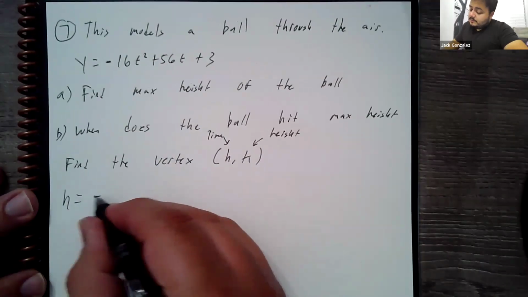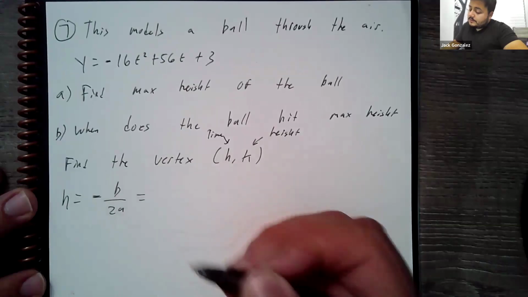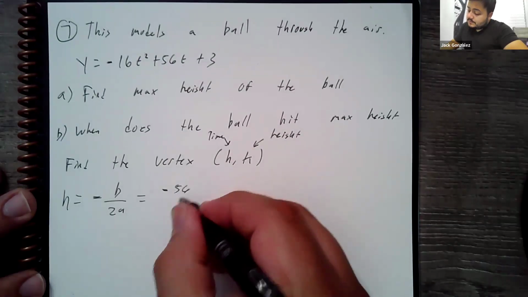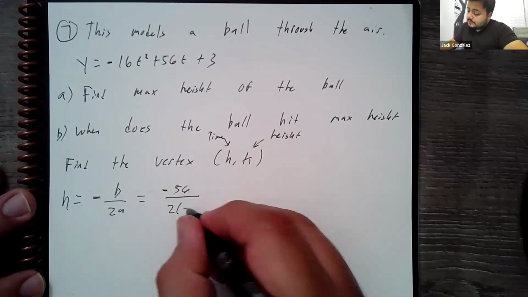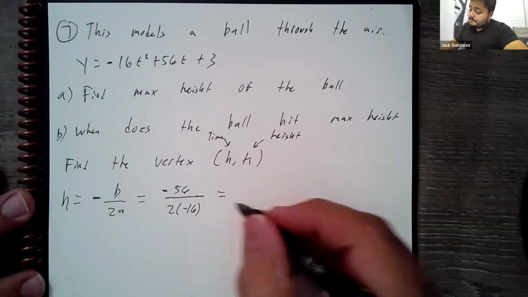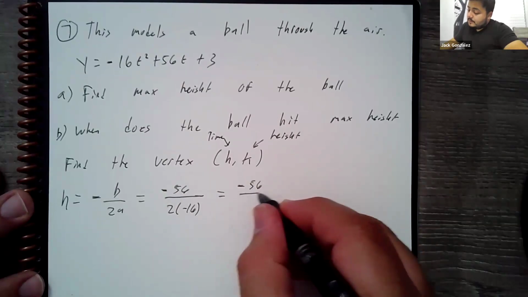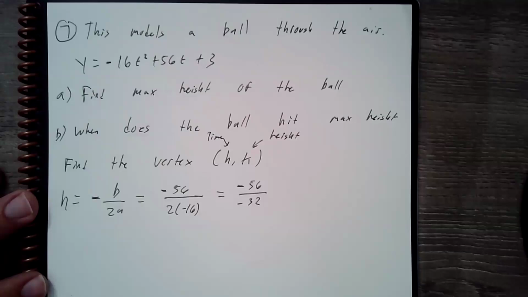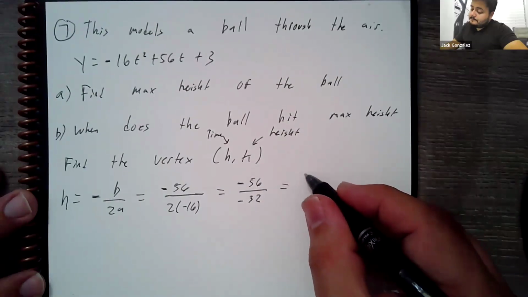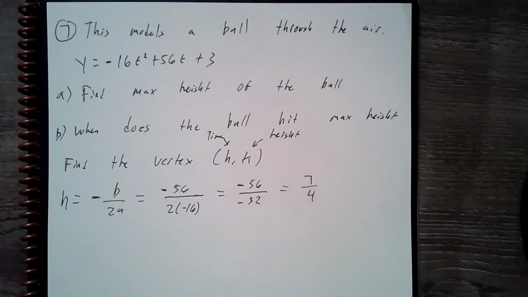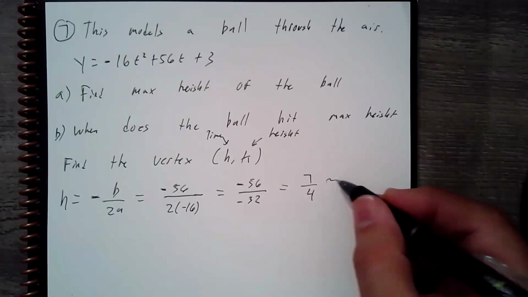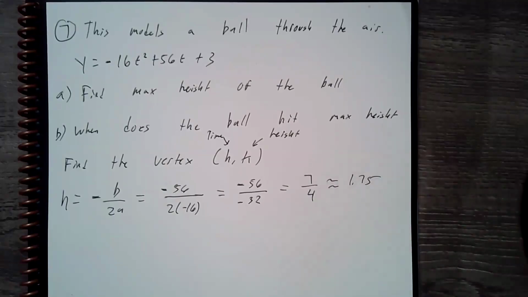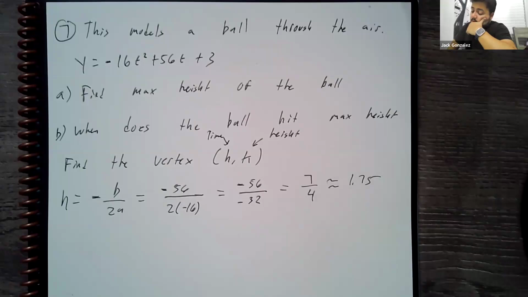So H is equal to negative B over 2A, which is equal to negative 56 over 2 times negative 16. That'll be negative 56 over negative 32. That's 7/4, or 1.75. Okay, so there is the time, in seconds.